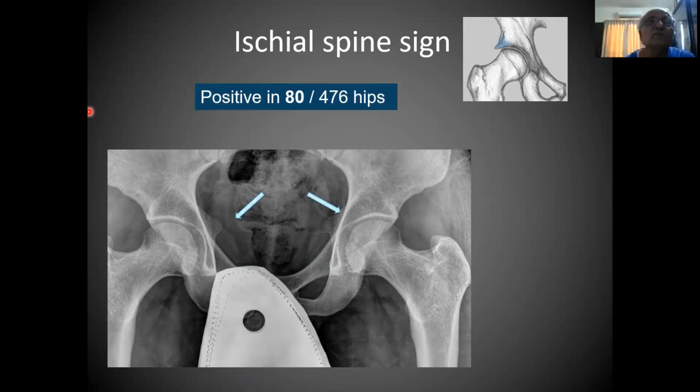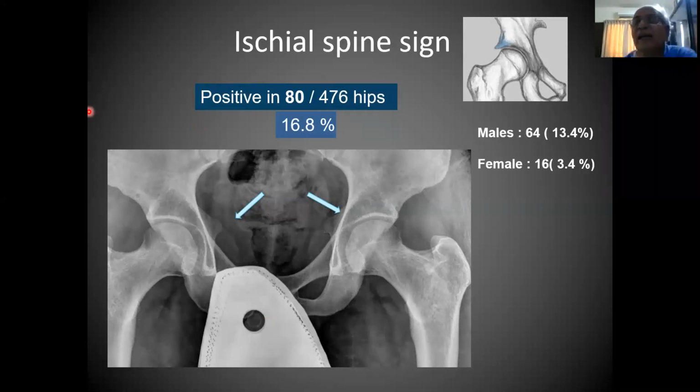And these were positive in 80 out of 476. So the percentage was around 16% positive for ischial spine sign. And again, males were much more than the females. So DERS pincer has much more than the males in our country.